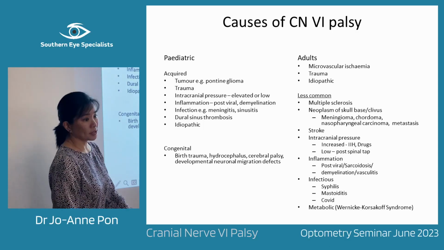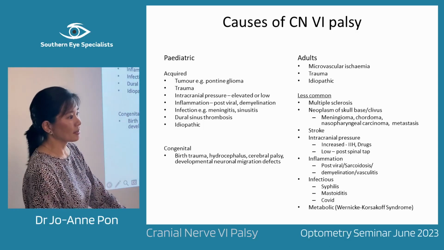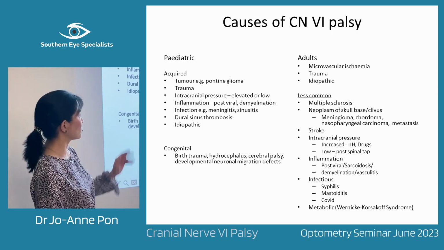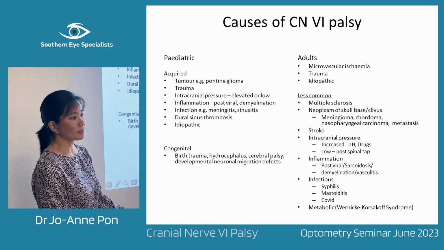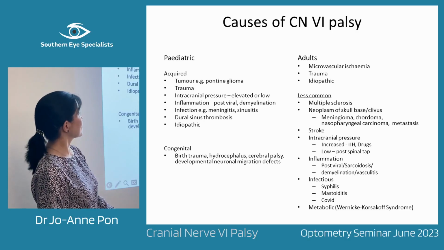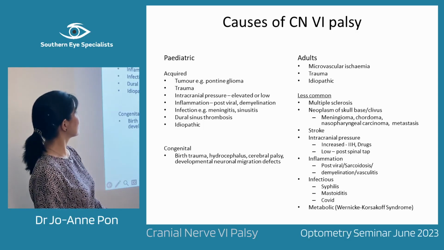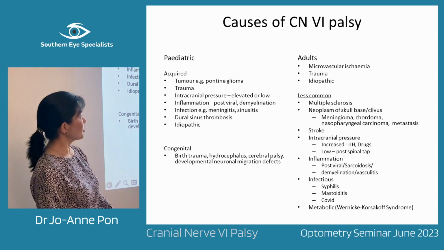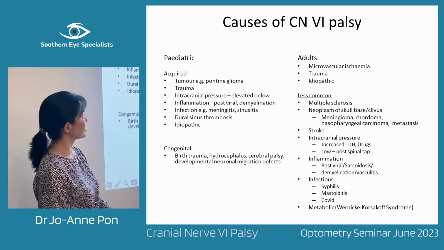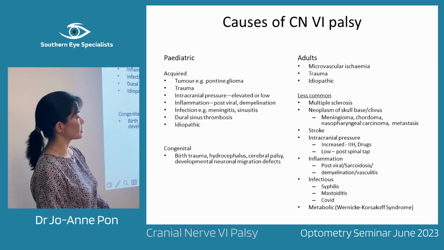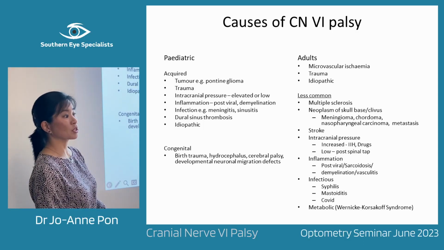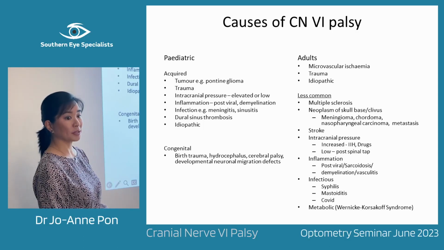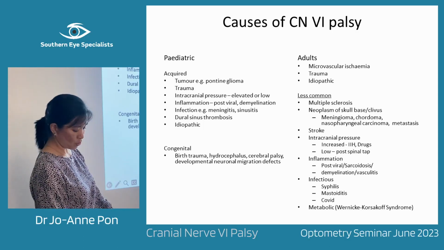There are many causes of a 6 nerve palsy, depending on whether you're in the pediatric age group or whether you're an adult. Some of these are quite serious conditions, tumours, trauma, the list is there. The most common in adults is microvascular ischemia, but the challenge for us is to differentiate which of those are microvascular and which of those are due to a serious underlying cause.